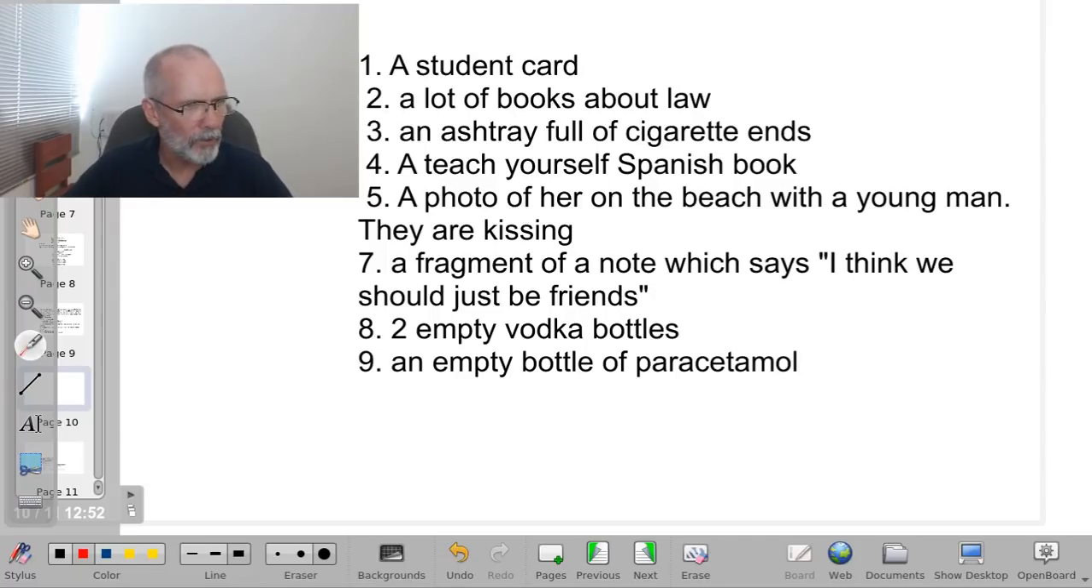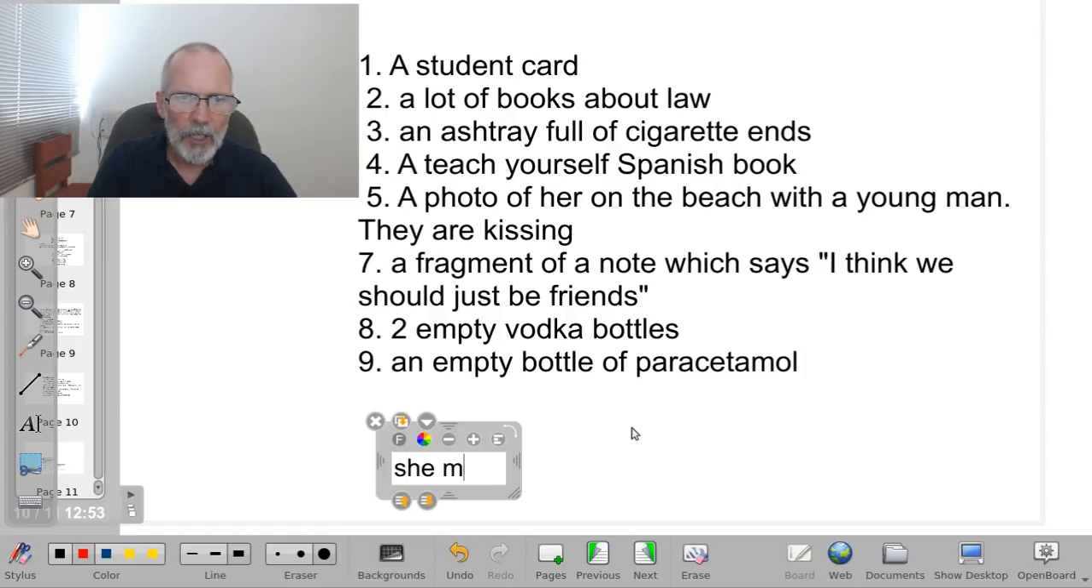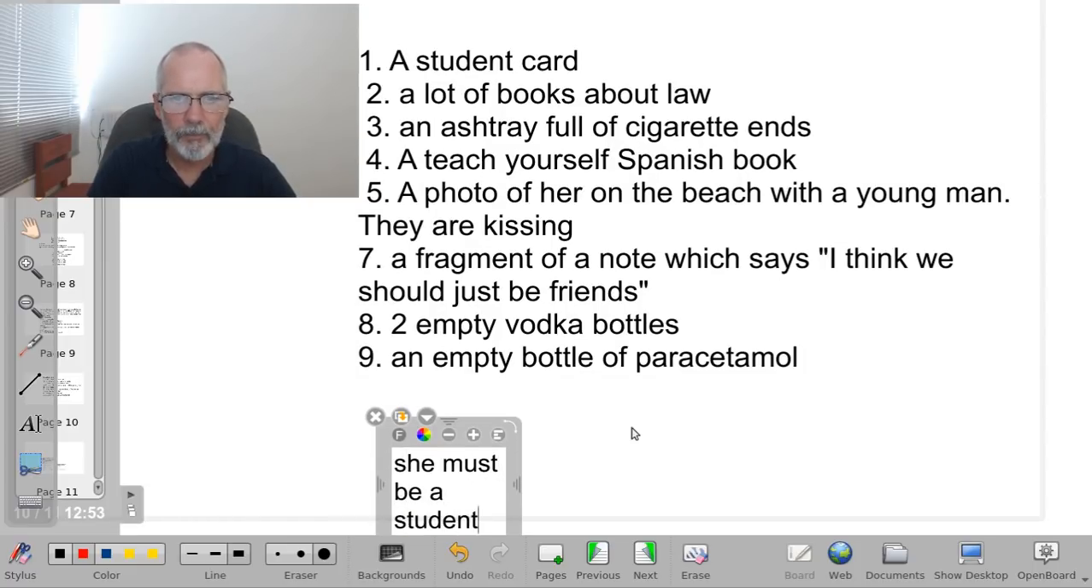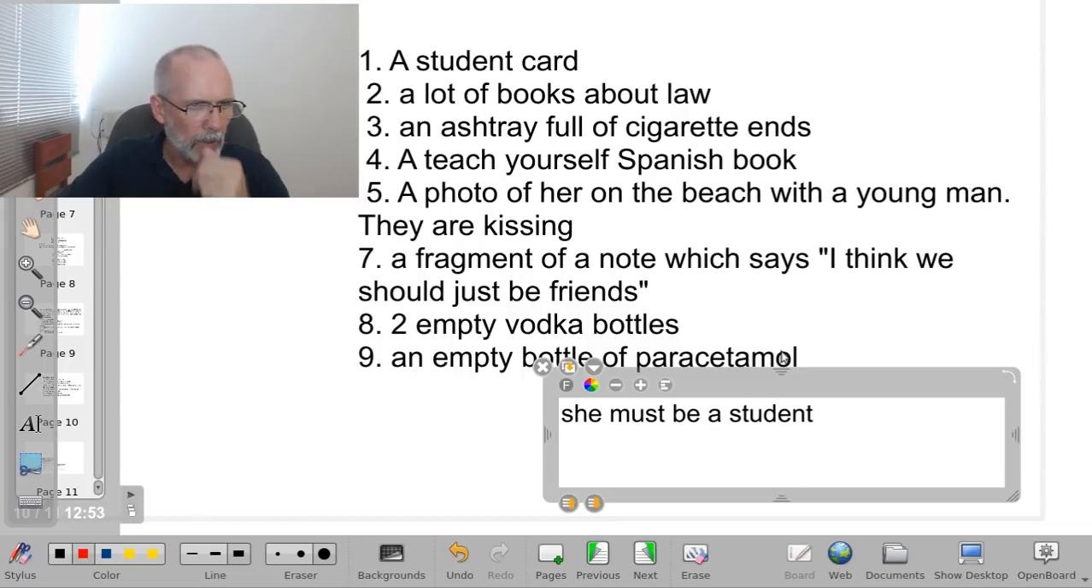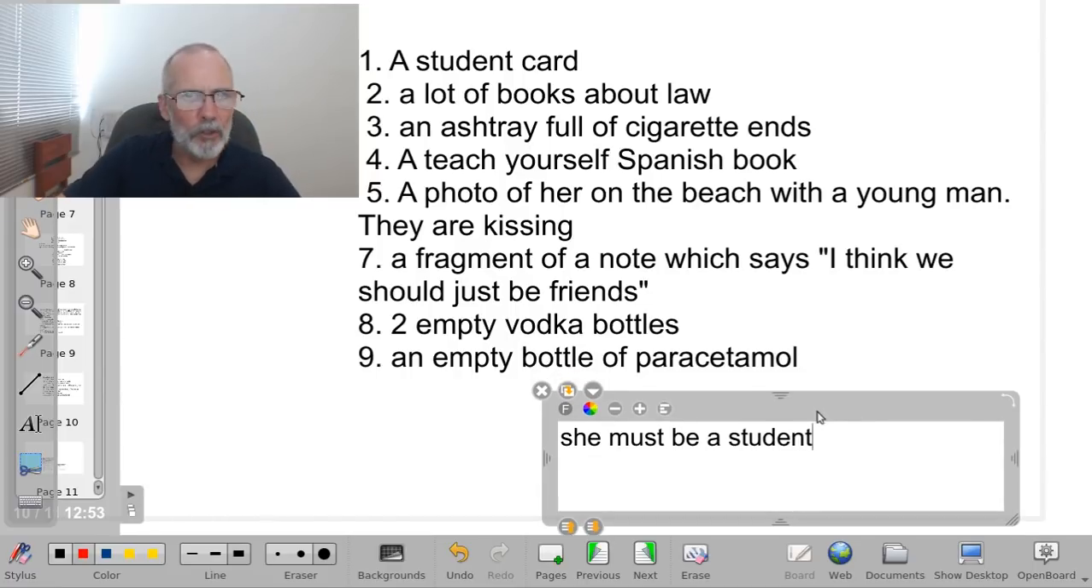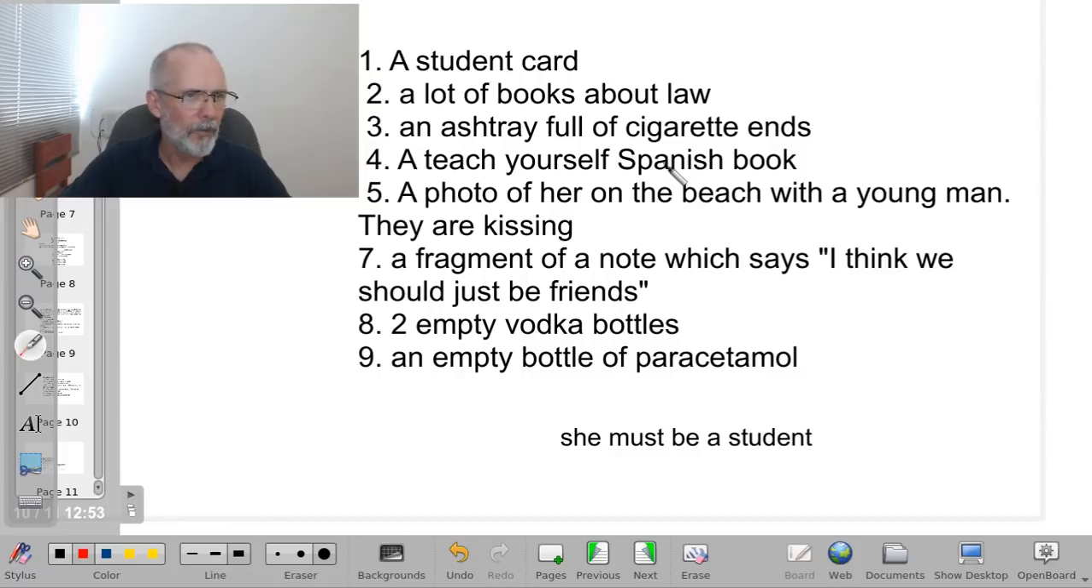If she has a student card, what deduction can you make? Anybody? Well, the chat seems dead. There are people in there, but either nobody has the answer. So I'll make a deduction. If a person has a student card, we could say, for example, that she must be a student. That's a deduction. I don't know if she's a student, but she has a student card. Yes, Sonia has just put in the chat, she must be a student, okay? I'm pretty sure she is a student if in her room she has a student card. I'm very certain.